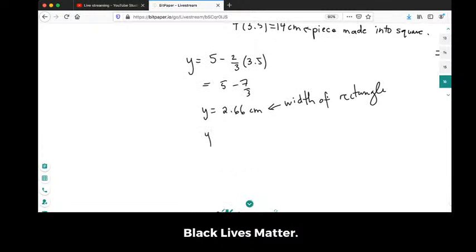And y equals the rectangle, therefore 6 times 2.66 is approximately 16 centimeters, which is the piece made into the rectangle.